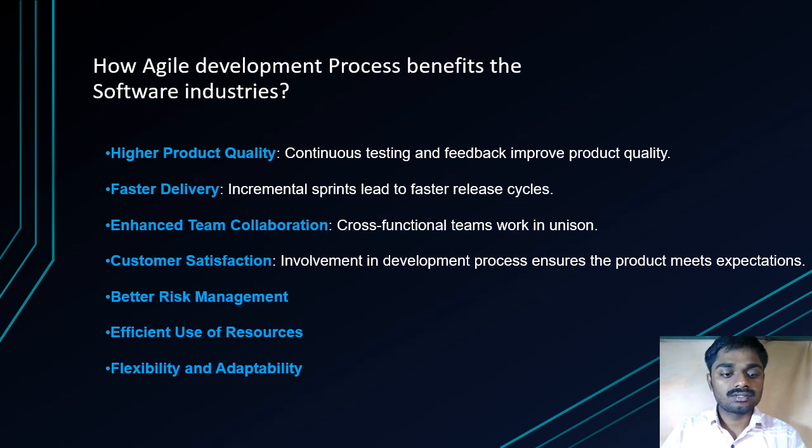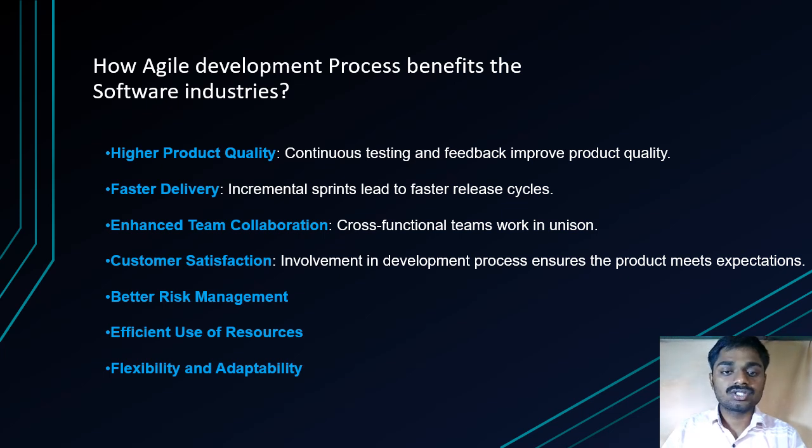Increased collaboration and team morale is one of the benefits that can be given by the Agile development process. Agile methods like Scrum and Kanban encourage collaboration among team members, with each person taking ownership of their part of the project. Teams are empowered to make decisions, which can lead to increased motivation and a sense of responsibility, boosting overall productivity and morale. And better risk management.